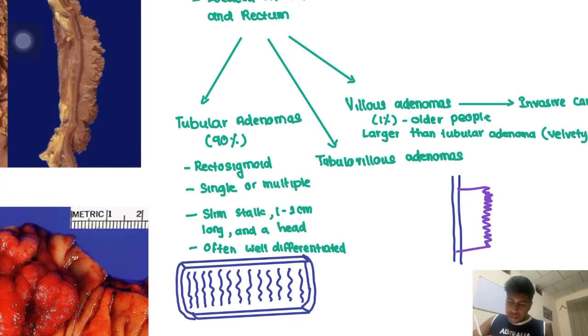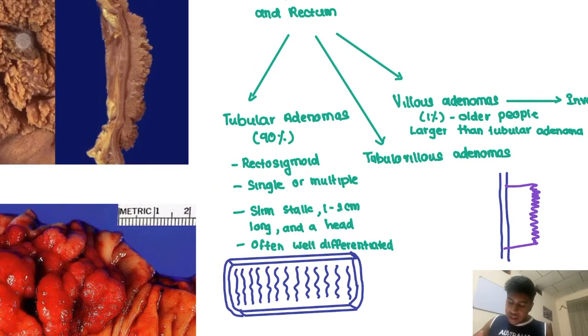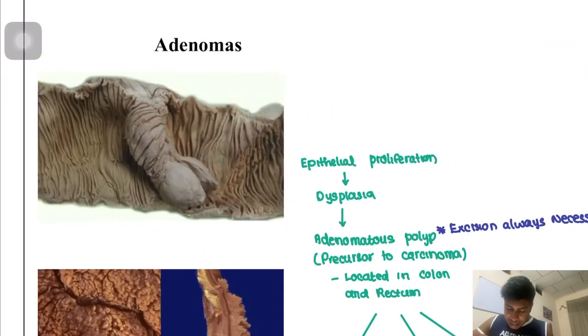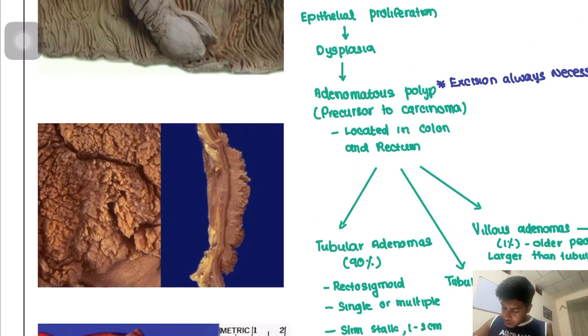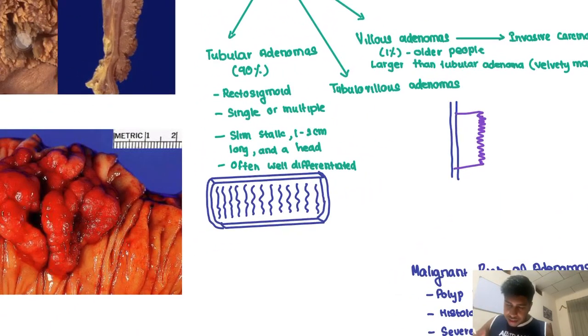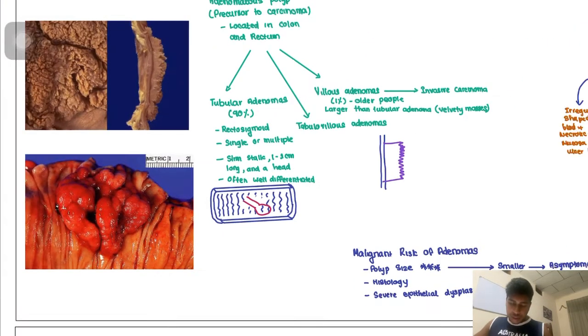First, we have tubular adenomas. This is the most common type, and it involves the rectal sigmoid region. I showed you where. Single or multiple. Actually, this is the image. And it has a head, a slim stalk, 1 to 2 centimeters long. This region is the head. It looks like a penis. Often well differentiated. So if you want, I'll just draw it on this. It's a protruding mass outwards.